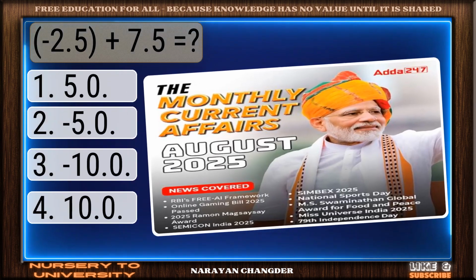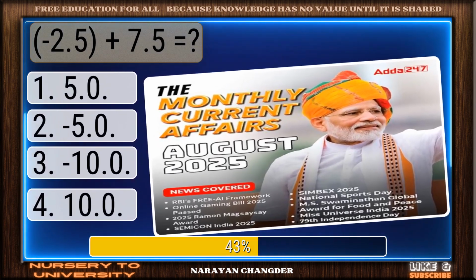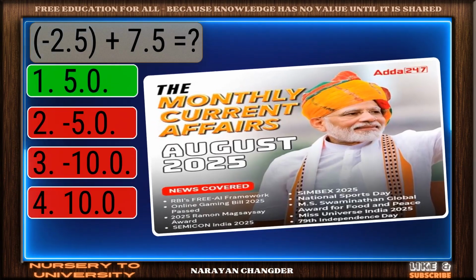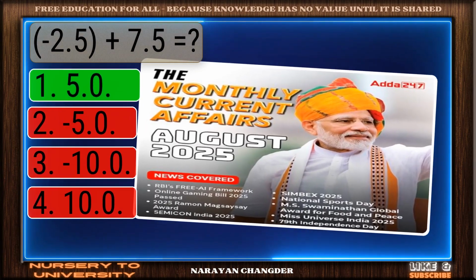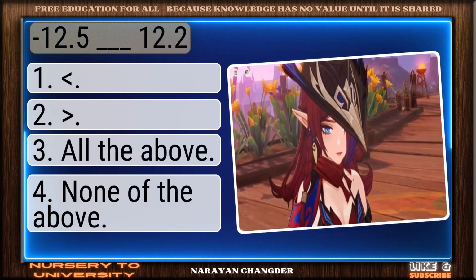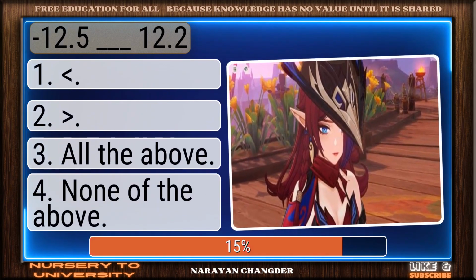Question number 238 plus 7.5 equal to? Well picked. 5.0 is the correct answer. Question number 25.5 dash is a 12.2.